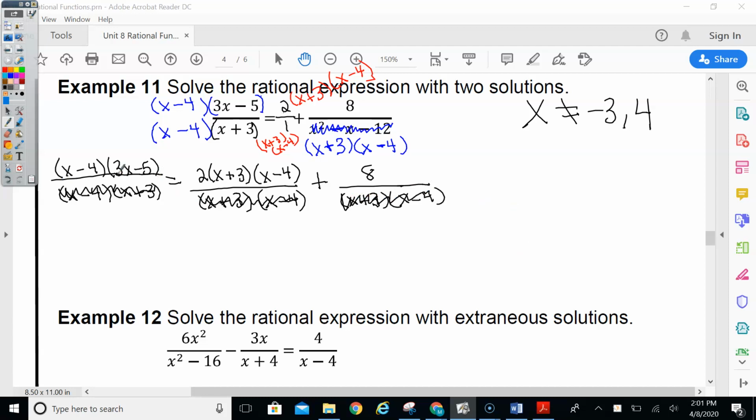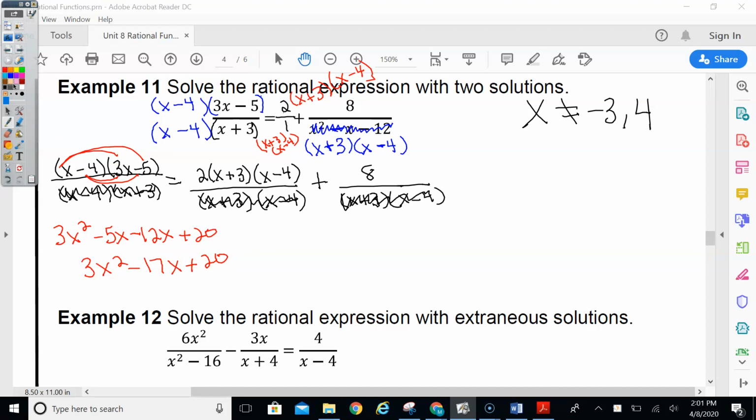Okay, so we're going to multiply this out and then solve. So here we get 3x squared minus 5x minus 12x plus 20. So I'm going to have 3x squared minus, how many x's is that going to be? 17x plus 20.